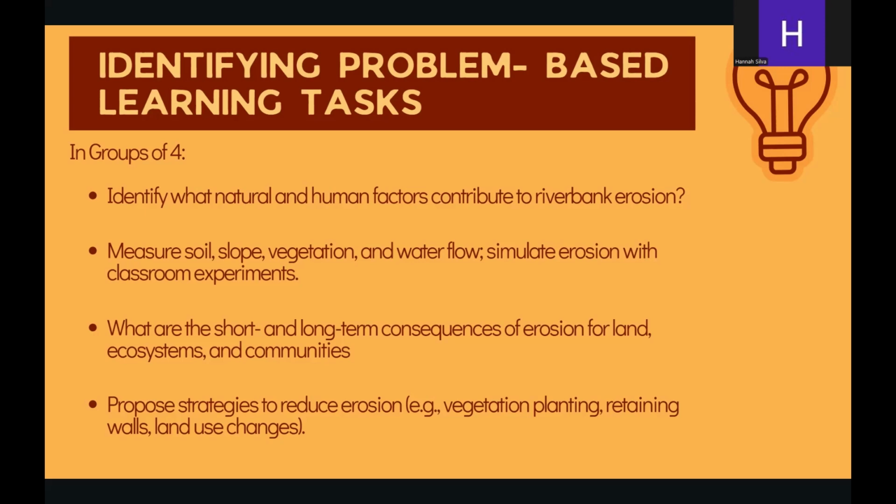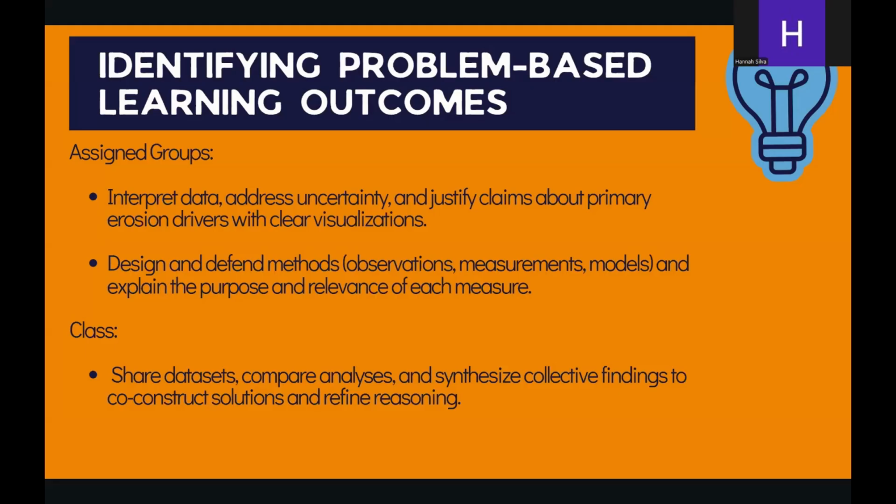I also want them to do some field work, so I want them to measure soil, slope, vegetation, and water flow, just to recreate it in class if they needed to, on a smaller level. I also want them to identify the short and long-term consequences of erosion for not only the land, but the ecosystems and communities. And I want them to propose strategies to reduce this erosion by working together as a team.